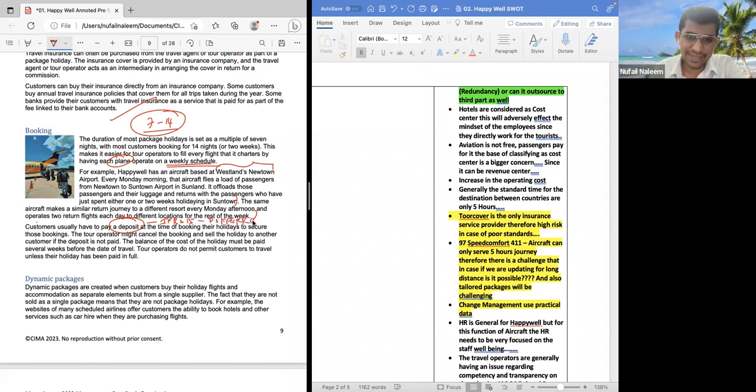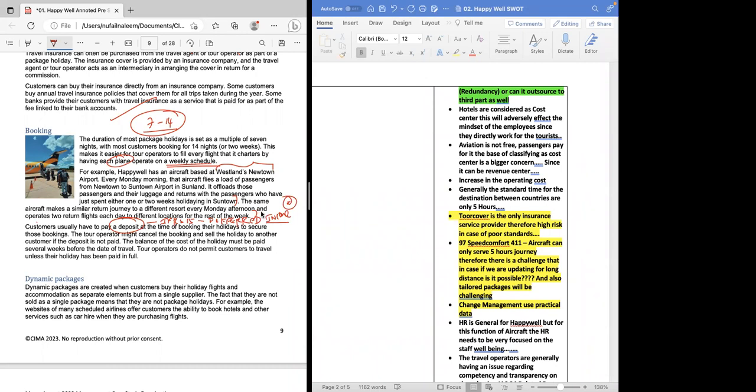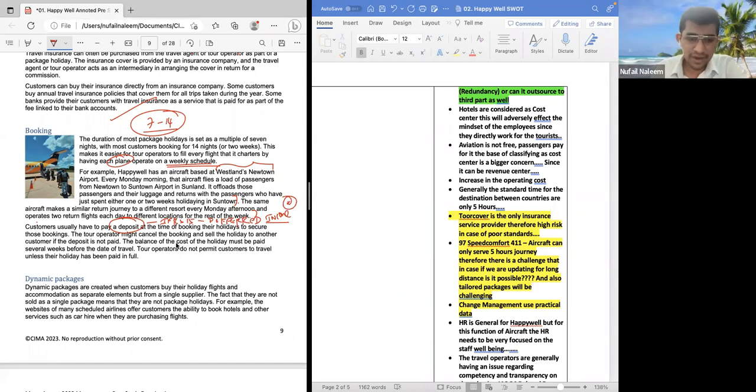Ratio analysis class, I will be doing that. This is a liability. Students, just go through your ratios once again. Think a little about that deposit factor. Correct? Correct, no, doctor? Yes or no? Because a deposit is a liability. If I'm not mistaken, yes. Keep that in mind. The tour operators might cancel the booking and sell holidays to another customer if the deposit is not paid.